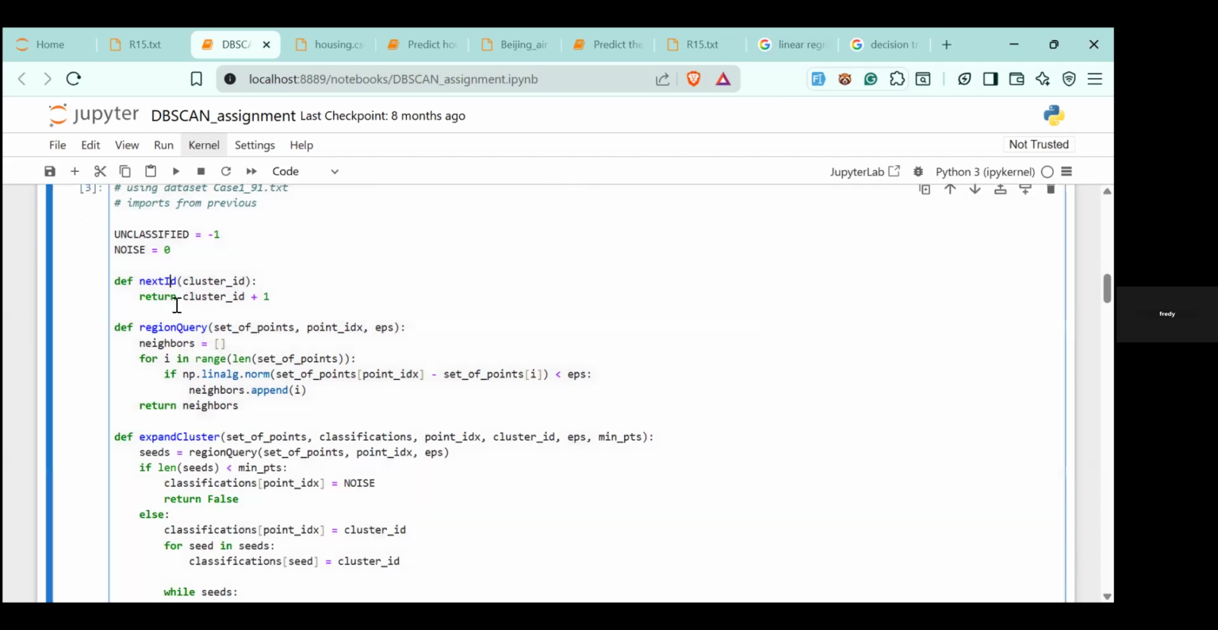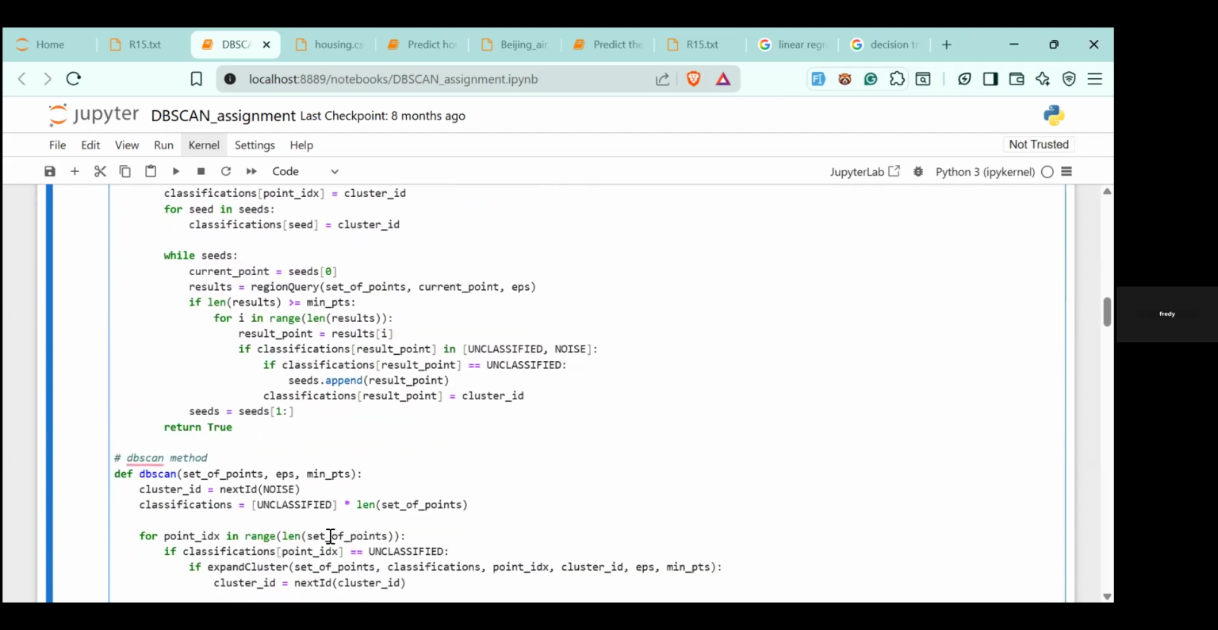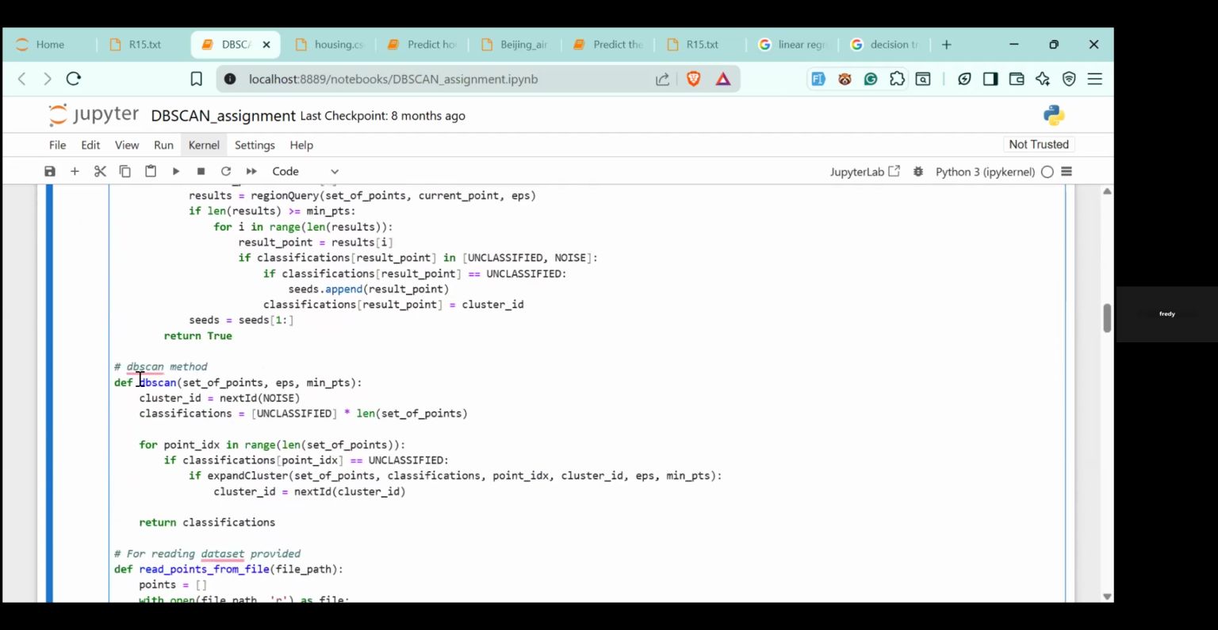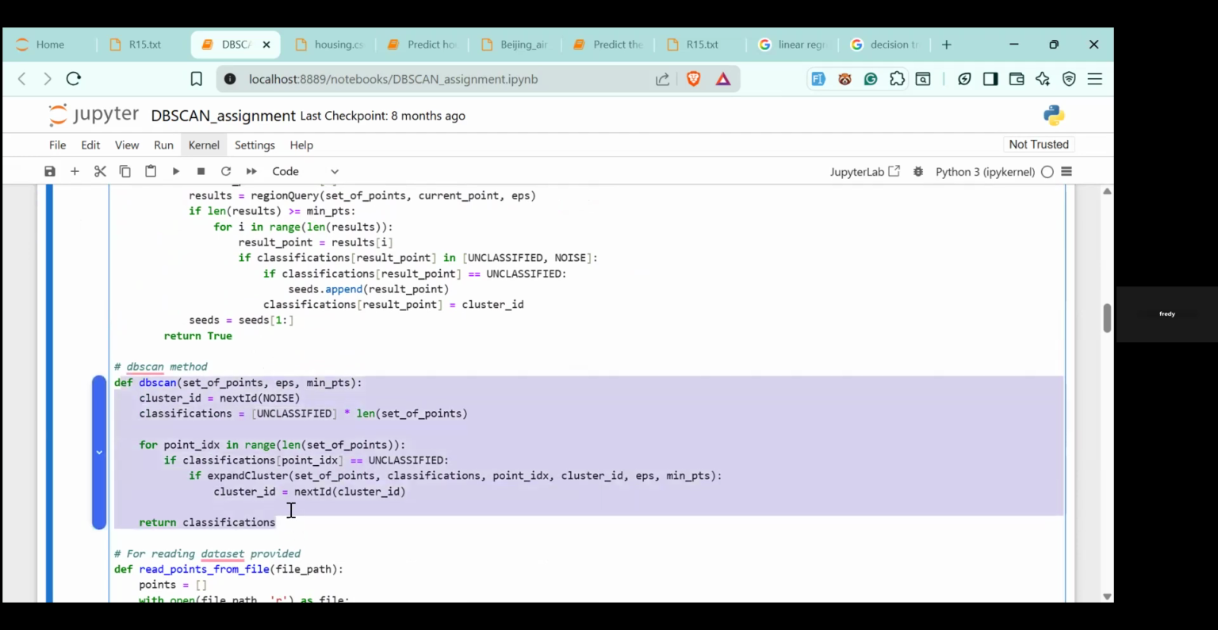This is just a function which will be used in DBScan, whereby we'll start with one point from the data set. Let me find the function, actually let me start with DBScan here. We'll be entering a set of points, then epsilon, and then minimum points. So this is the actual function which does DBScan.